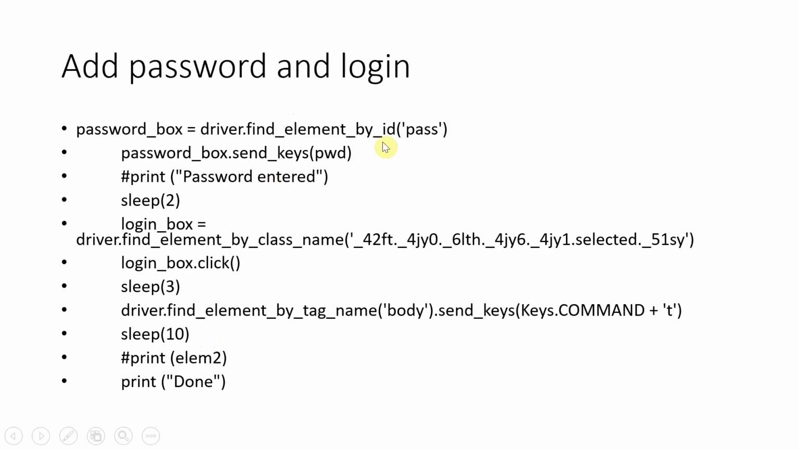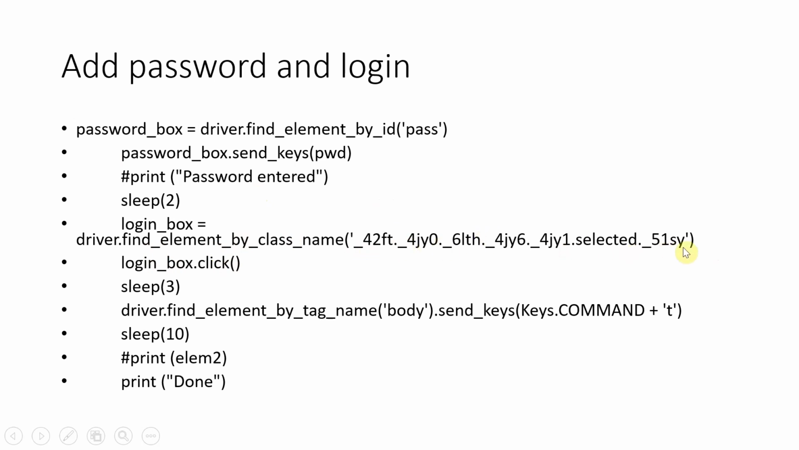Then again it will search for an element like password. You have to send the password, so it's going to send the password there. And then, okay, you enter the login password. What about the click? The user is not clicking, right? The bot is clicking. So it will go there. Again, you'll have to search by class name. So this is the mouse button click.